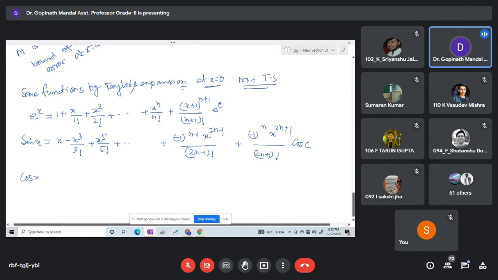Cos x equal to 1 minus x square by factorial 2 plus x to the power 4 by factorial 4 minus, and this will be also minus 1 to the power n x to the power 2n by factorial 2n, plus minus 1 to the power n plus 1 x to the power 2n plus 2 by 2n plus 2 factorial into cos c.